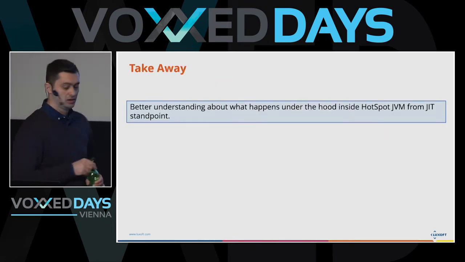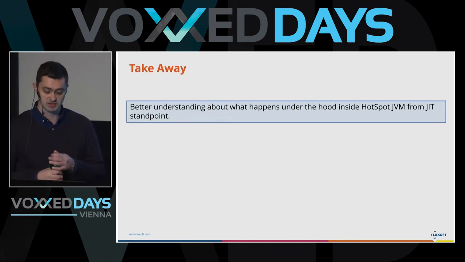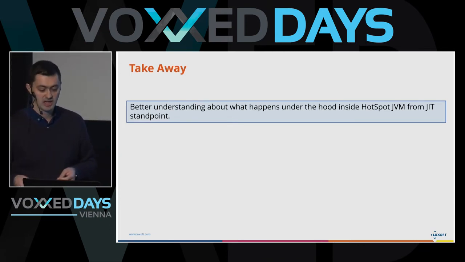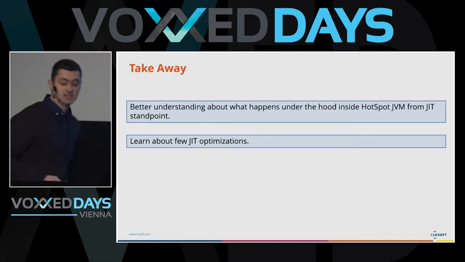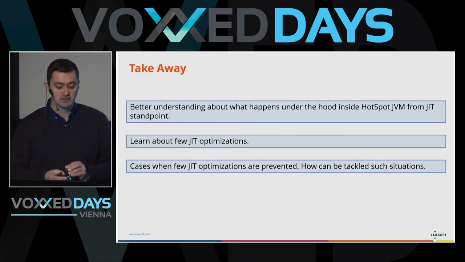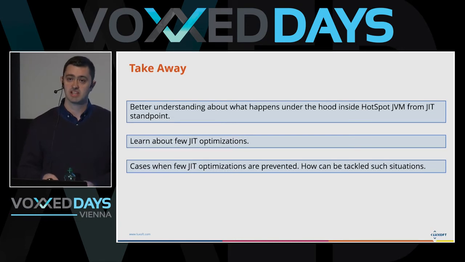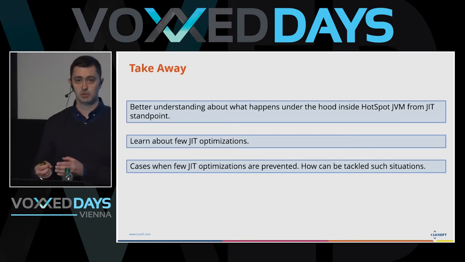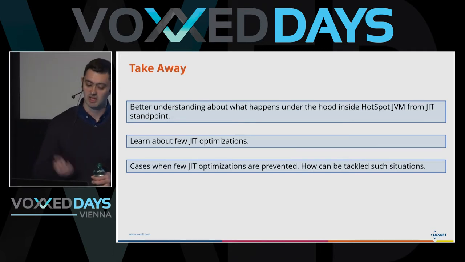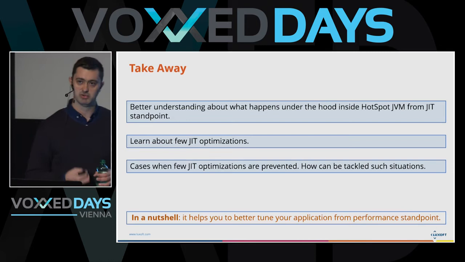What's in it for you to take away from this talk? It's a better understanding of what happens inside the HotSpot virtual machine from the just-in-time compiler standpoint. You will also learn a few just-in-time compiler techniques, and how the JIT triggers those optimizations. And at the end, we'll go through some cases when the just-in-time compiler is no longer able to compile the code. So we will see some corner cases which prevent the just-in-time compiler from optimizing our code. In a nutshell, it will be useful for you if you want to squeeze the ultimate performance out of your Java application.